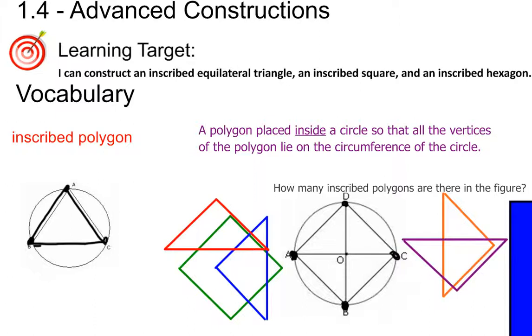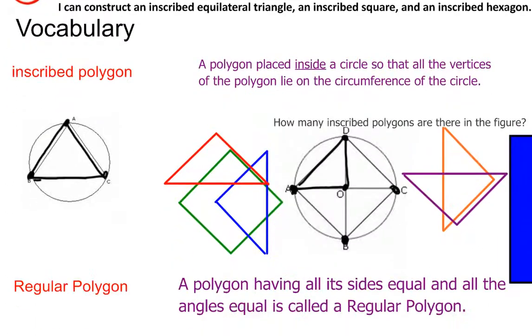Okay, you cannot count this. That's not inscribed because point O is not on the circle. You can only count the ones where all 3 touch the circle.